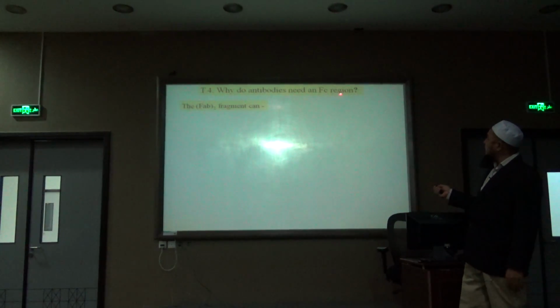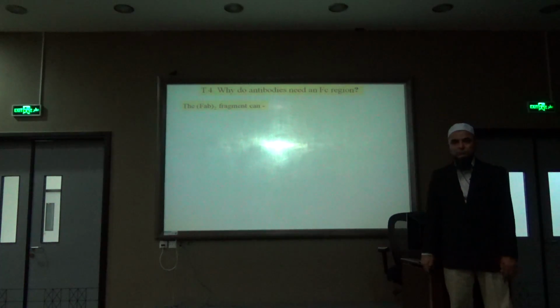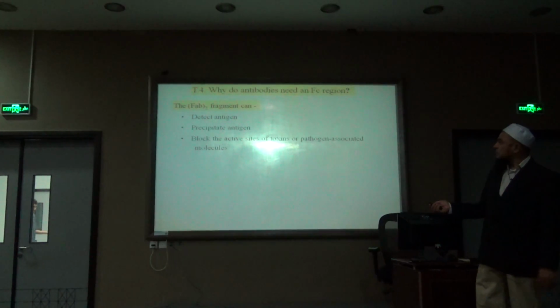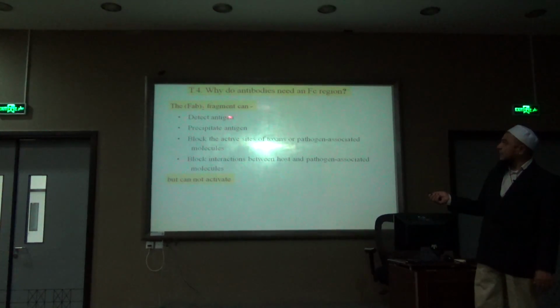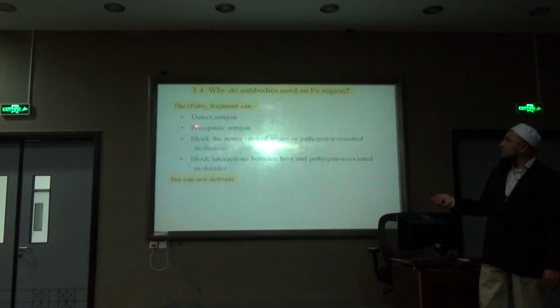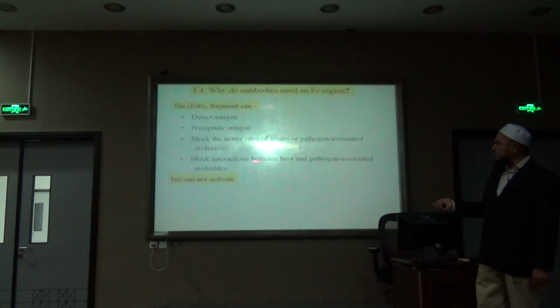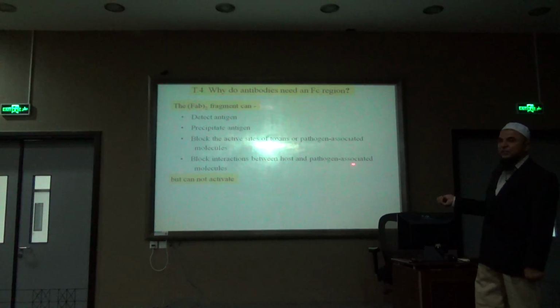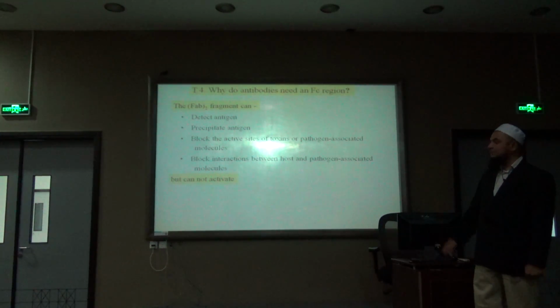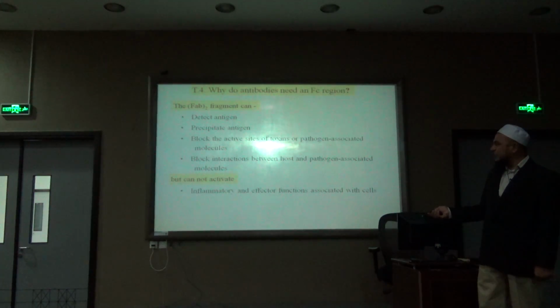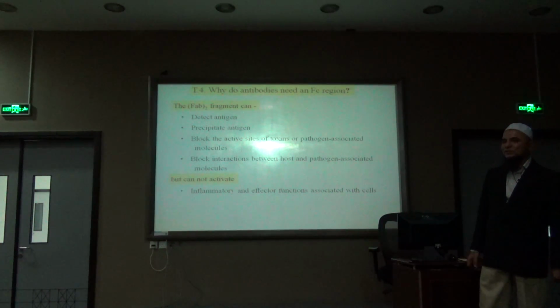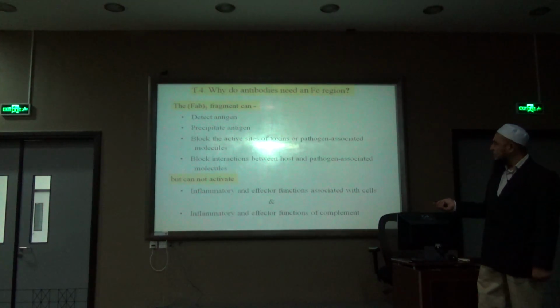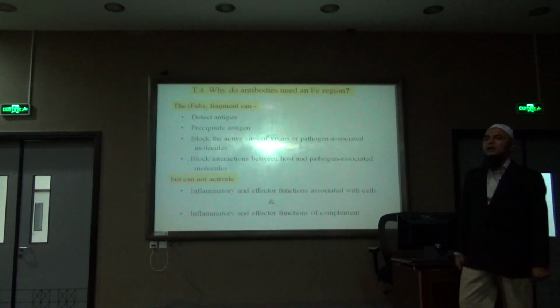Why do antibodies need an Fc region? Because the Fab fragment can detect antigen, precipitate antigen, block the active site of toxins, and block the interaction between the host and the molecules. But it cannot activate the complement and inflammatory response. That's why you need the Fc region.